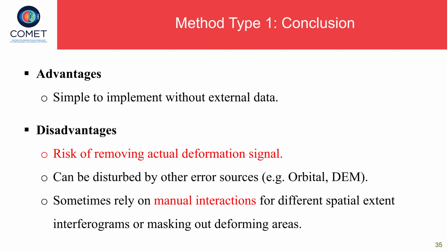So the risk of removing actual deformation signal, and also the estimation of the equation. All these equations can be disturbed by other error sources. We all know that there are many different types of error sources in our interferograms. So if there are very large ionospheric delay, or very large ocean tide loading signals, this kind of errors will bias our estimation in this type of method. And also sometimes it relies on manual interactions, especially when you are processing very large interferograms. Sometimes you have to divide a large interferogram into smaller patches. So in this case, you will rely on manual interactions to produce a nice correction map. So these are some disadvantages.